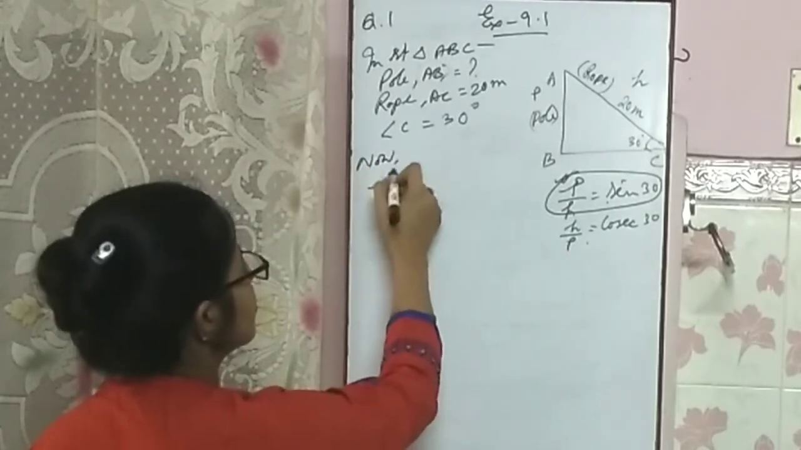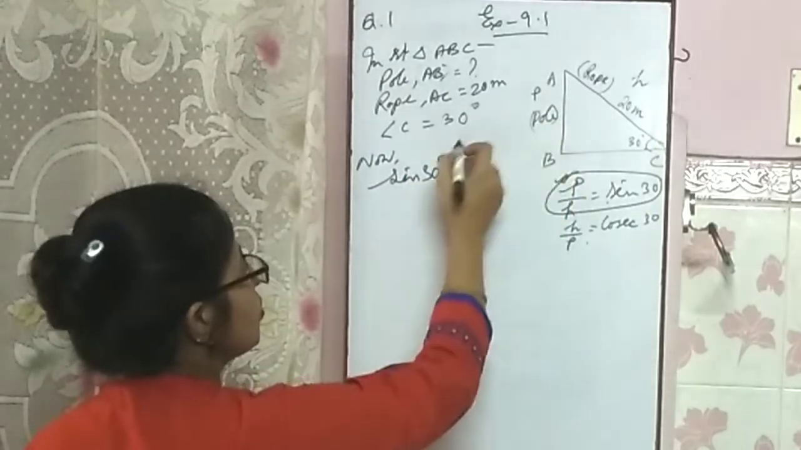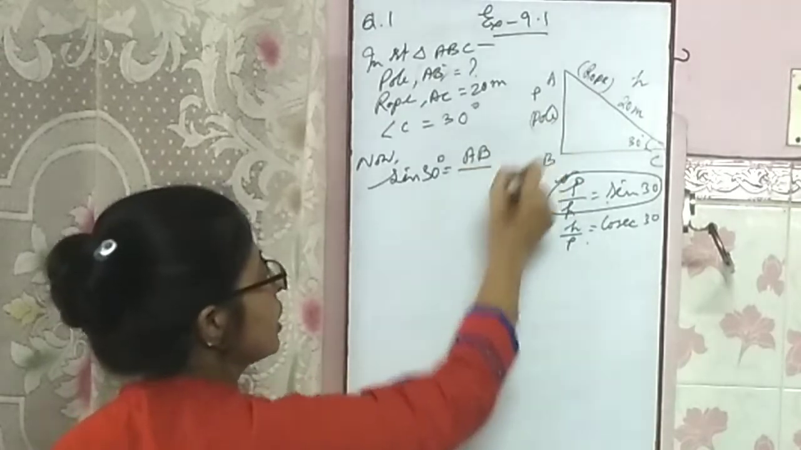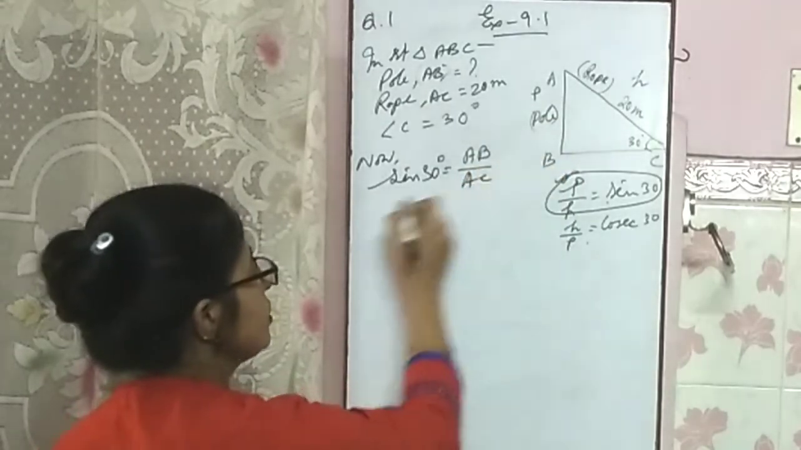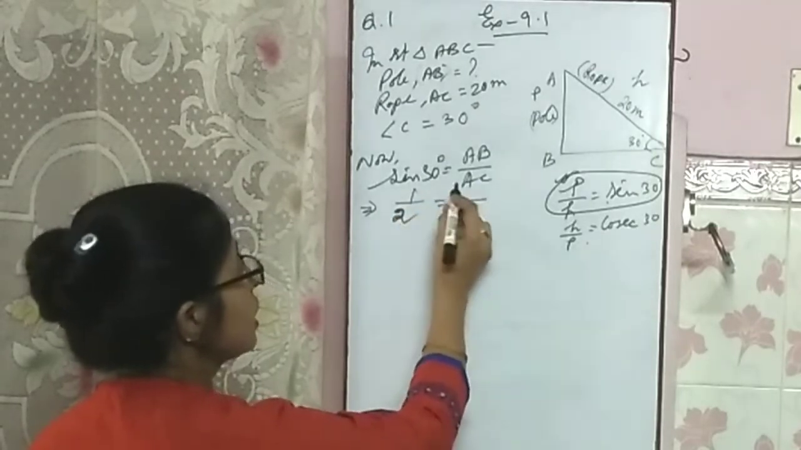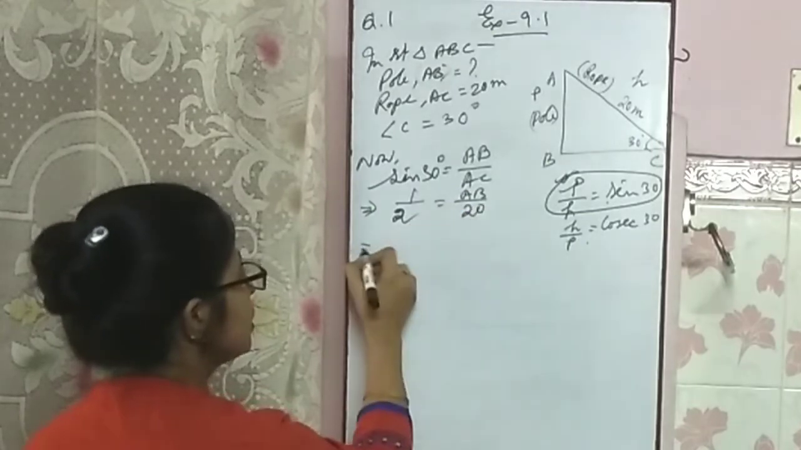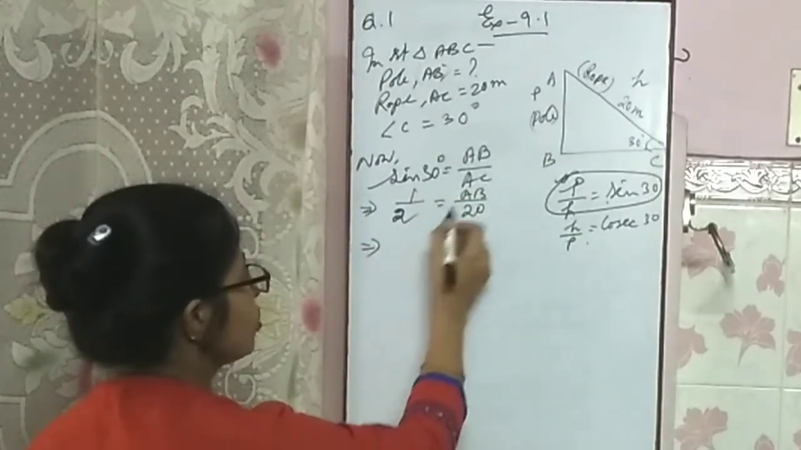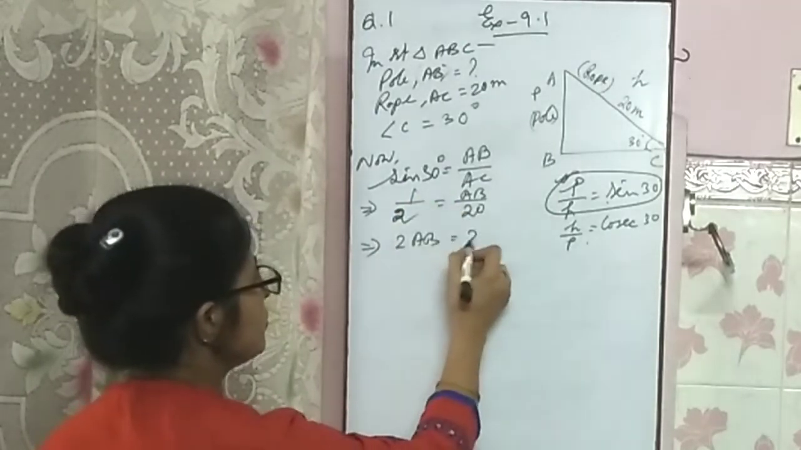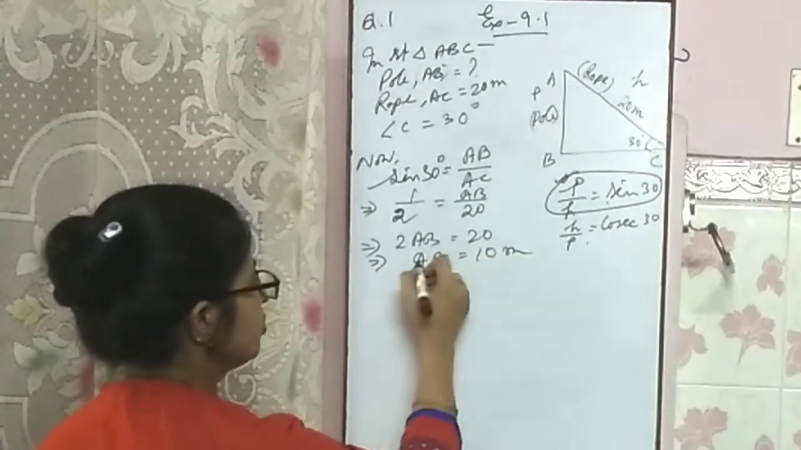Now sine 30 degree is equal to AB by AC. We will not be using P and H, we will be using AB and AC. Sine 30 is half. AB we don't have, leave it as it is. AC is 20. So you can do one thing, without cross multiplication also this 20 you can shift over there. AB is equal to 10 meter.